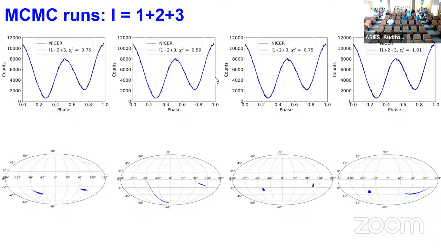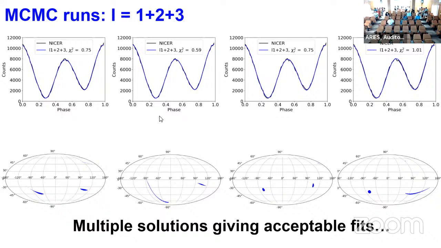Exactly. So these light curves, they all look pretty much the same. But if I overplot all of them, then you see very minor differences. That's also because NICER has really small error bars, which I haven't even put on the plot here, but they're really small. The point is, for different parameters, we are getting acceptable light curves and different emission hotspots. But at least we have some unique solutions, and multiple solutions are giving acceptable fits.